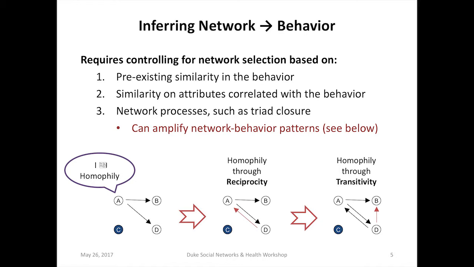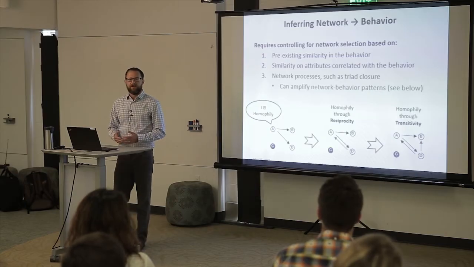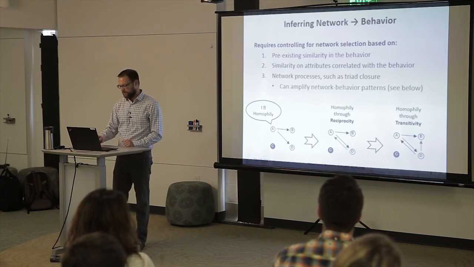Okay, similar process over here, transitivity. We've got this pattern of ties. A third tie develops because these people are hanging out in a group. This third tie develops. It's a homophilous tie, but it's not any kind of interest in homophily or peer influence on the behavior. It's this network process that's driving it. Okay? And so we want to be able to control for these different kinds of processes that all lead to the same kind of outcome in the end.